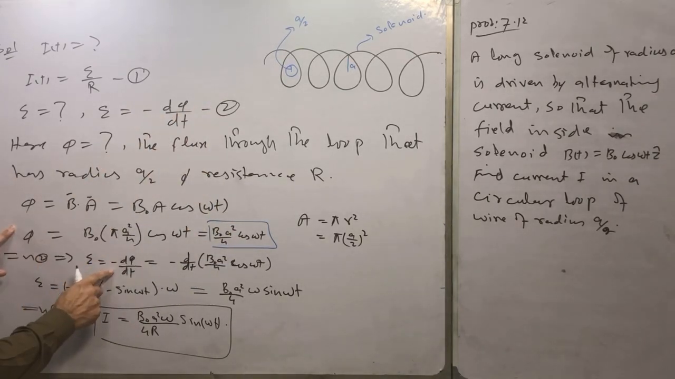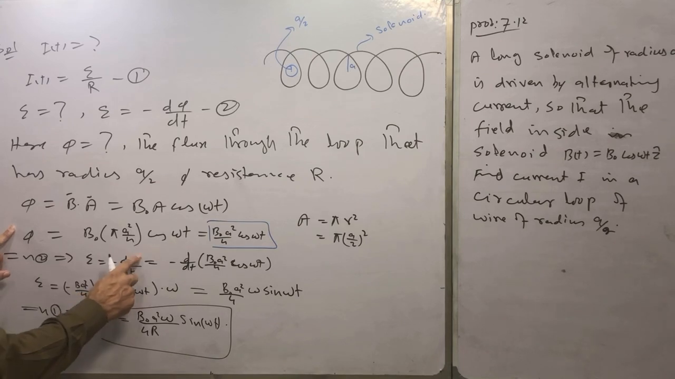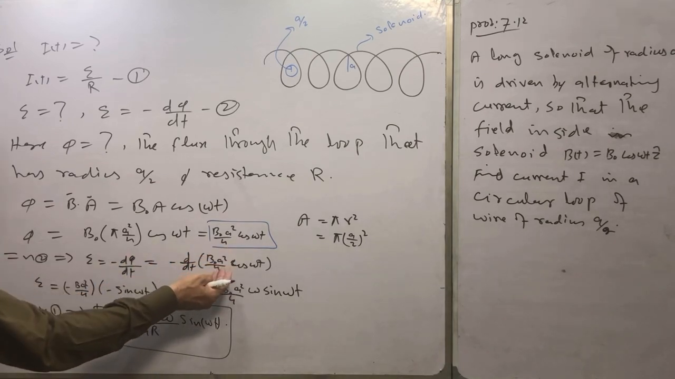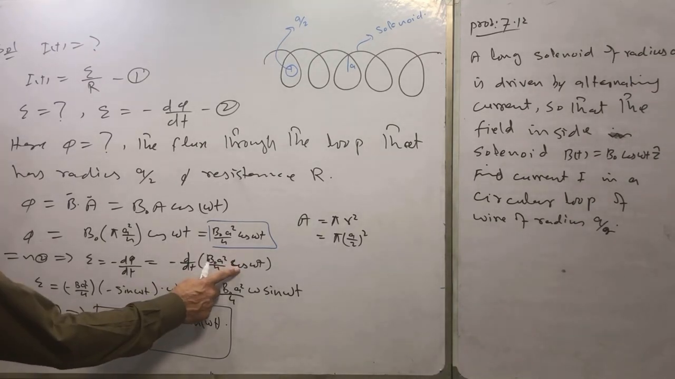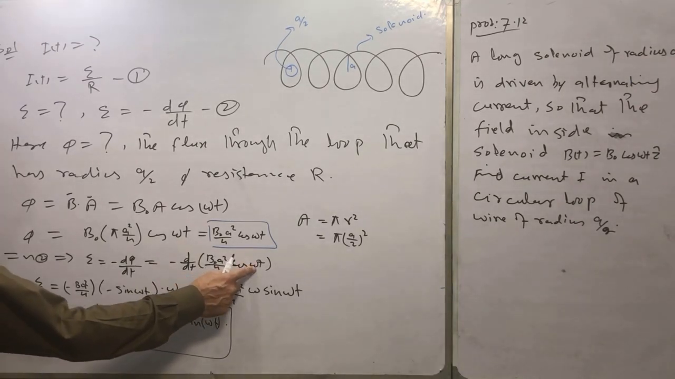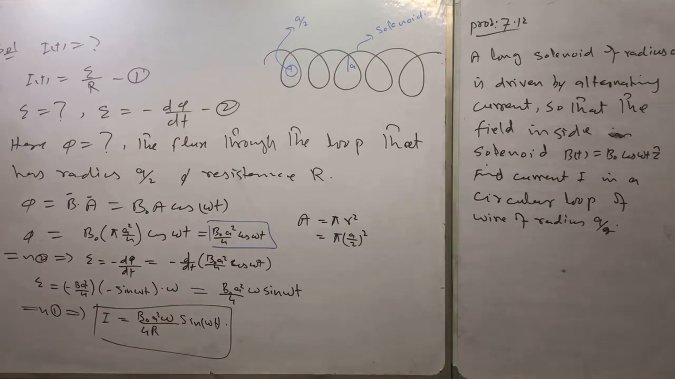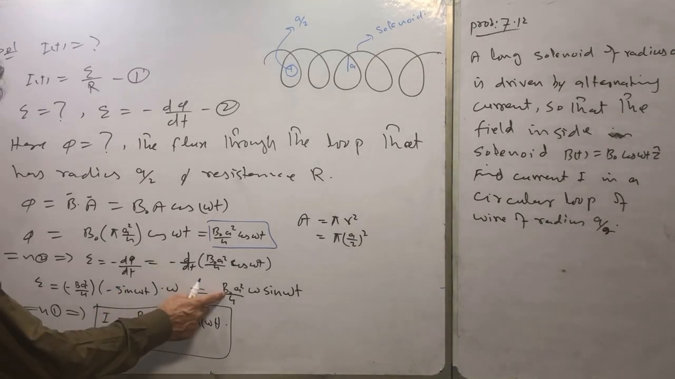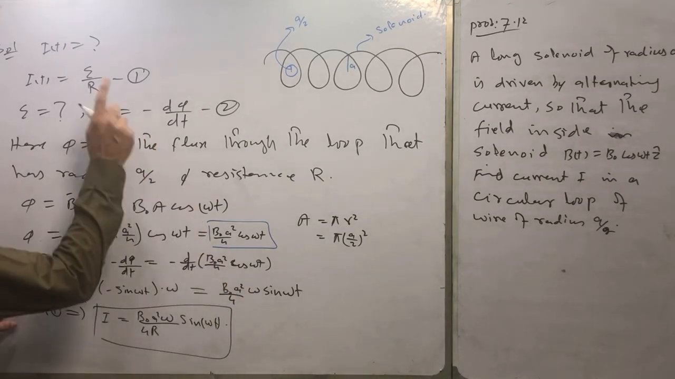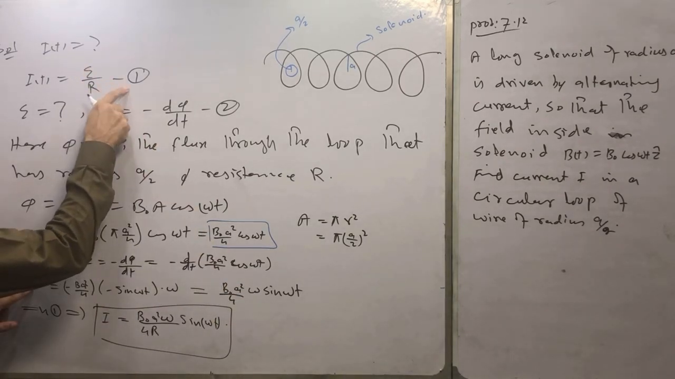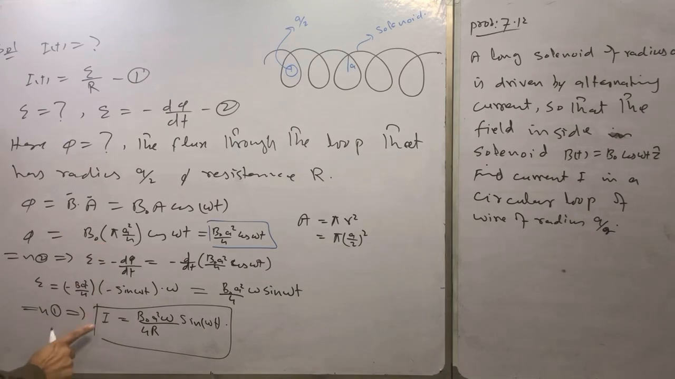Equation 2 implies minus d phi divided by dt. The flux, we must just differentiate. This becomes minus sine omega t and omega. So this is just a simple differentiation. And if we have E, then we must put all these things in equation number 1. Then if we put it here, this is the final result, I of t, which is equal to this thing.